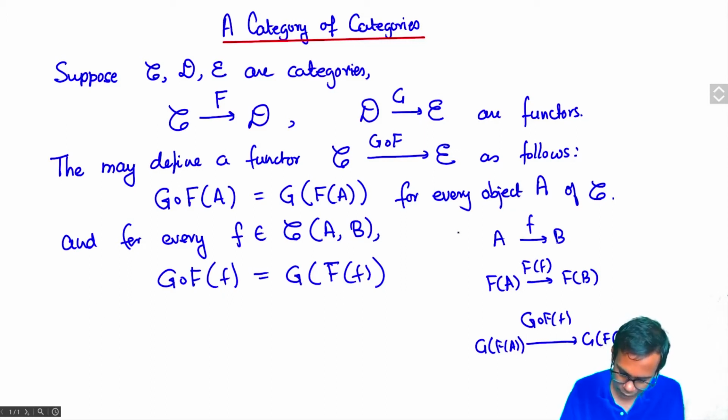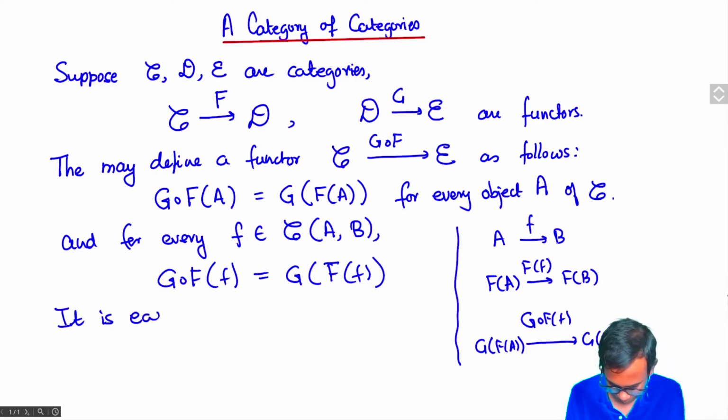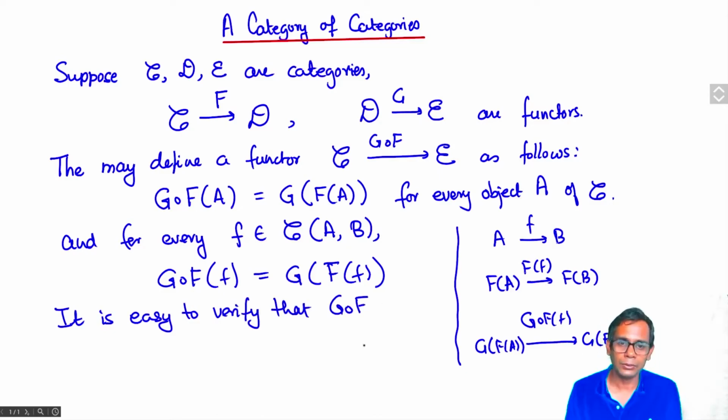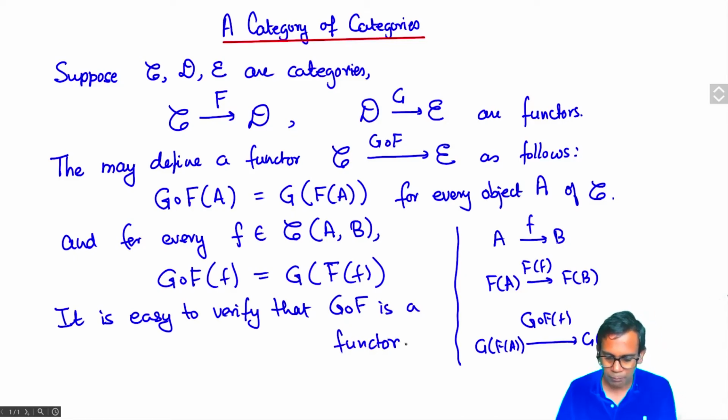It's easy to verify that in fact G circle F is a functor. You need to check that it respects identity arrows and composition of arrows. If you want, you can try to do that. Okay, so you can compose functors, and this suggests forming a category of categories.